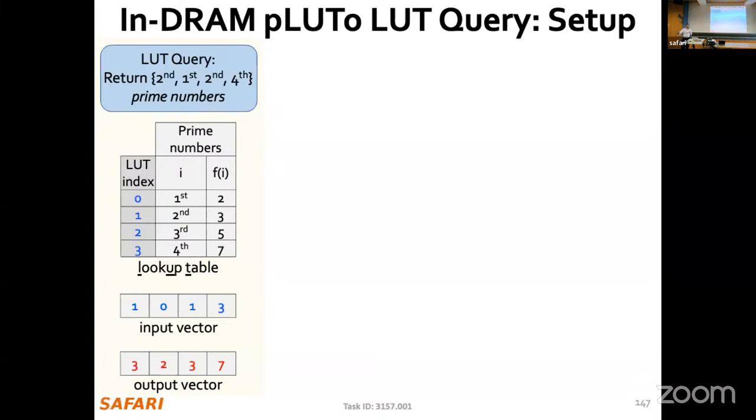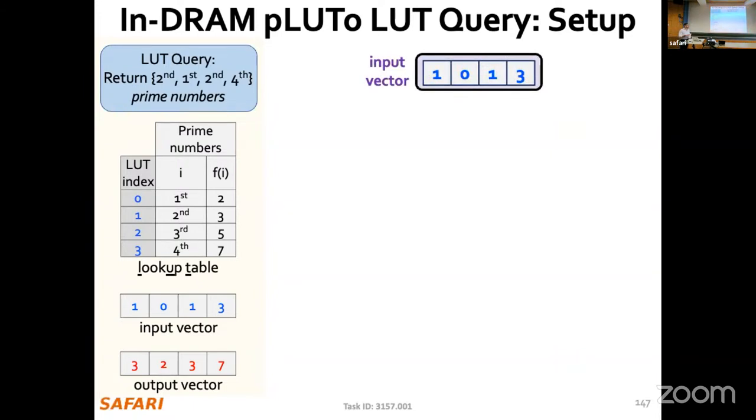So I'm going to have a pre-processing step that calculates these prime numbers, and I'm going to store that in this lookup table in my DRAM array itself. Now when I want this query of numbers, I'm just going to consume this table and return it to the user. So how is this mapped to DRAM? We have some structure.